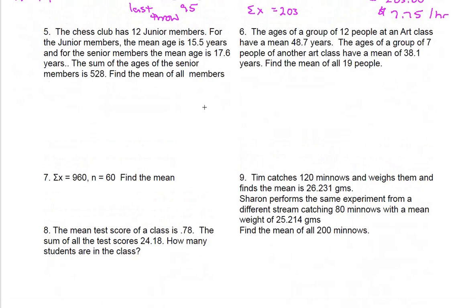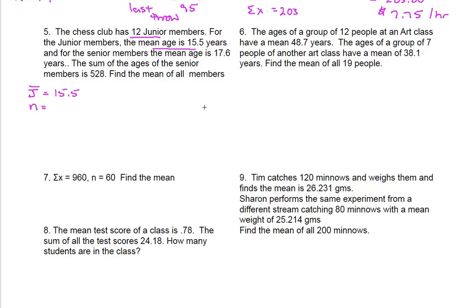Take a look at number 5. In number 5, we've got a chess club, and they've got 12 junior members. And for the junior members, we know the mean age is 15.5, and the senior members is 17.6. Now, in this case, they give us the sum of the ages of the senior members, and they want us to find the mean of all the members.